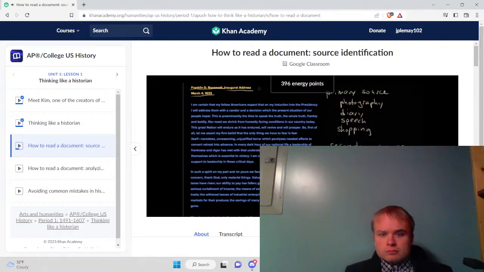We know why he gave it. It's very important for presidents when they take office to make an inaugural address. So we've got some basics here. We can even infer from the inaugural address where this was given, in Washington, D.C. All right, so in our identification, we've got that it's a speech, it was in D.C., happened in 1933, by FDR. So that's our identification stage.